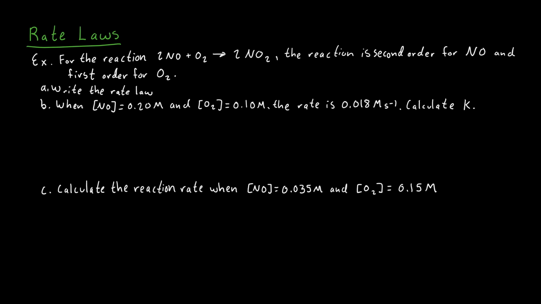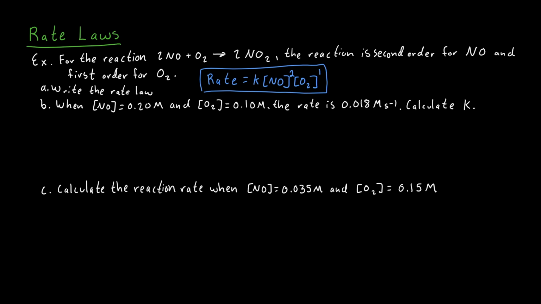So let's do an example of this. For the reaction 2NO plus O2 goes to 2NO2, the reaction is second order for NO and first order for O2. Write the rate law. So our rate law is just the rate is equal to K times our reactants, so NO and O2. And then it is second order with respect to NO, so we put the second power, and first order with respect to O2. So that's all we have to do for the rate law.